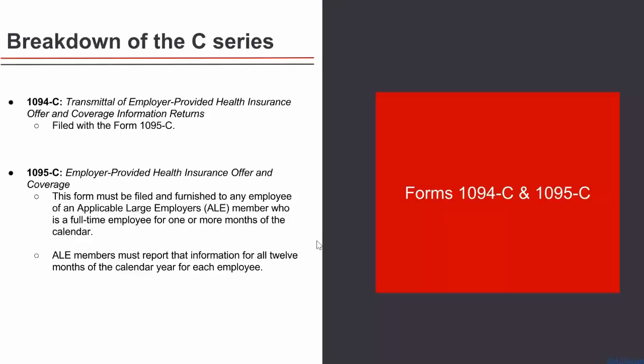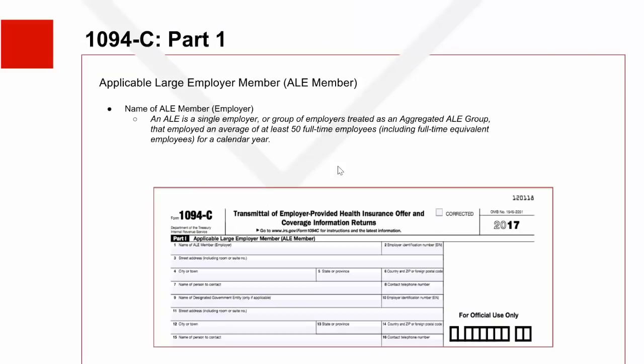This form is titled the Employer-Provided Health Insurance Offer and Coverage for all 12 months of the calendar year, and that's really the goal behind this form, to be able to track that on a month-to-month basis and for the IRS to really keep tabs on that on a month-to-month basis. So that was really a broad definition of both forms.